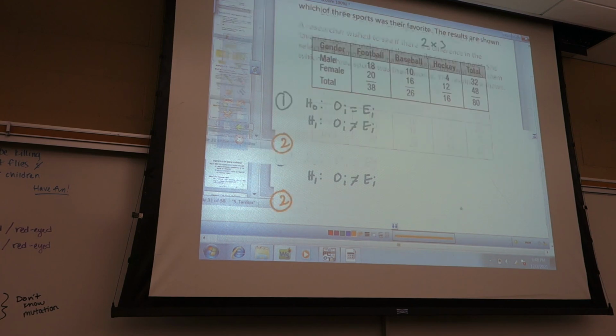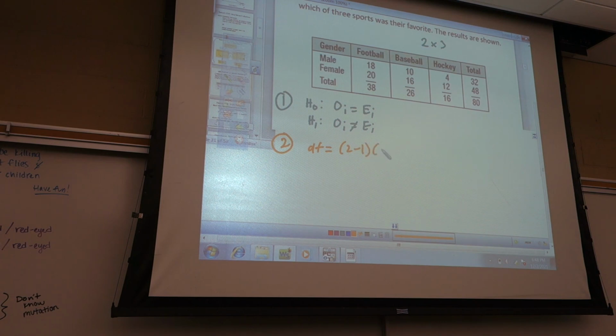You find the degrees of freedom, so 2 minus 1 times 2. I'm sorry, wait. 2 minus 1 is 1, then 1 times... 2 minus 1 times what? How many rows do I have? Or how many columns do I have? 3 minus 1? Okay. So my degrees of freedom is 2.